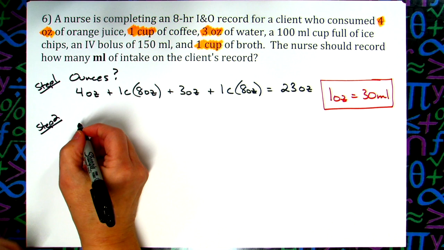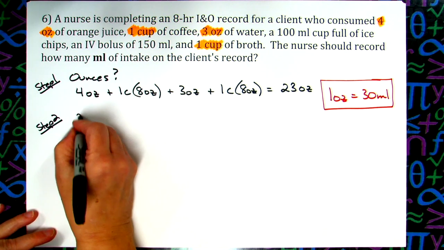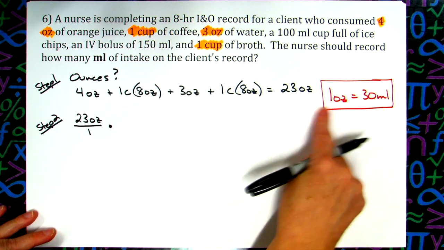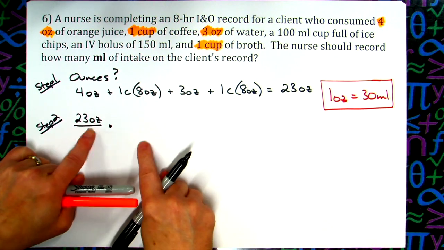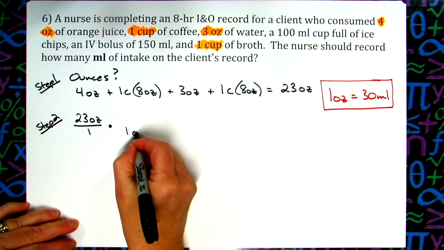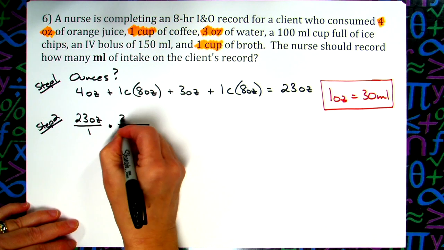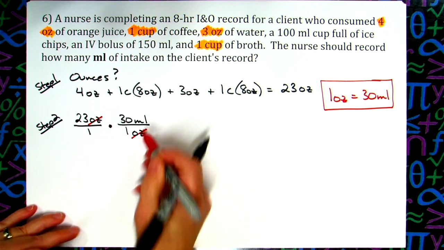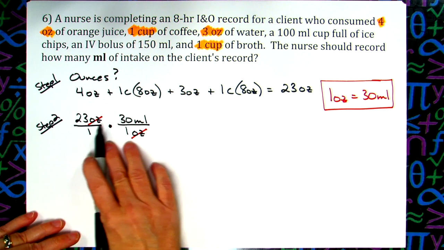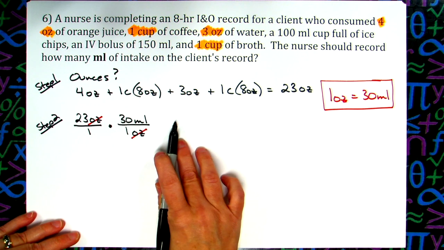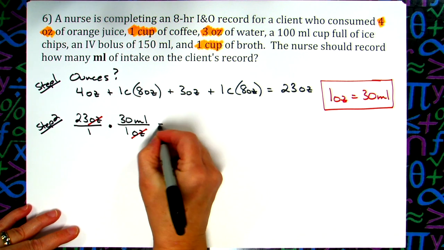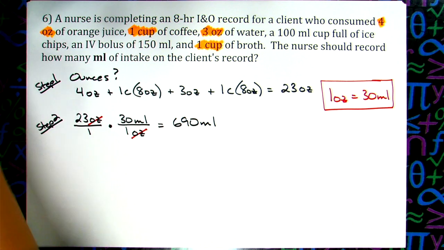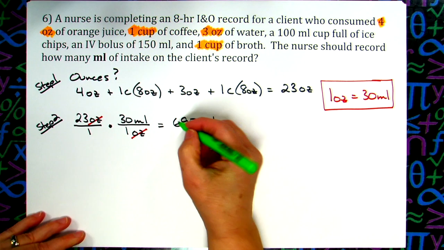If you want to see it done as unit analysis, I'm going to take the 23 ounces over 1, multiply it by the conversion factor, putting the ounces on the bottom. So 1 ounce here, and then 30 milliliters on top. That's going to allow ounces and ounces to cross out, and that's showing that yes, we would multiply 23 times 30. That's going to give us 690 milliliters. Okay, so we will keep that. There's our milliliters.